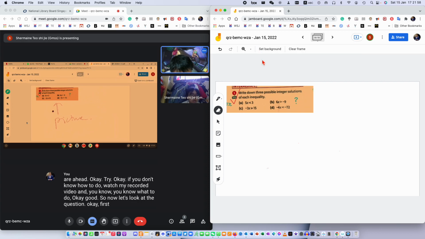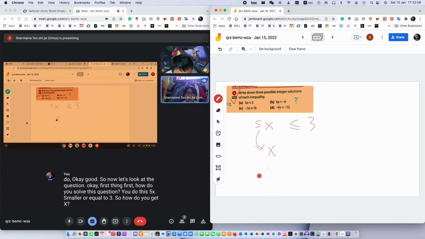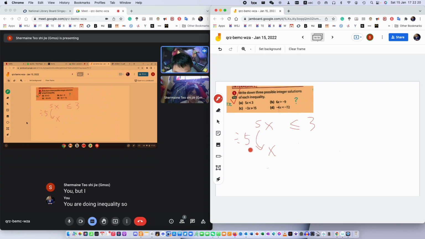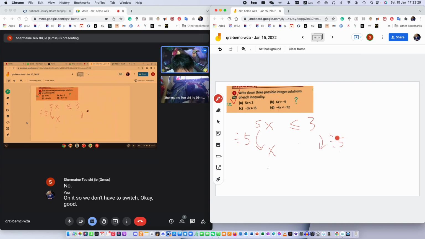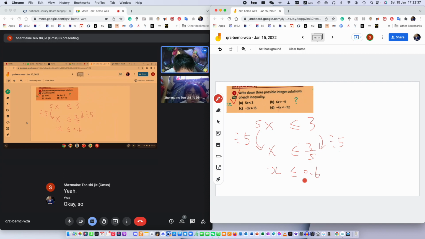First things first. How do you solve this question? You do this: 5x is smaller than or equal to 3. So how do you get x? Are you looking at the Jamboard? Divide by 5. You are doing an inequality. So divide by 5. Is it a negative number? No. So do you need to switch? No need. So we don't have to switch. Okay, that's the answer. So x is smaller than or equal to 0.6. Are you clear? Okay, so write this down.